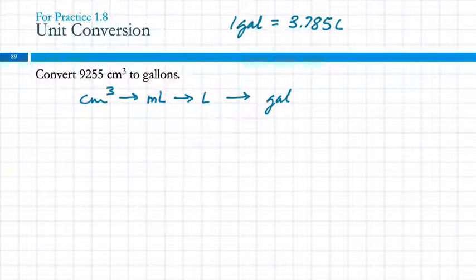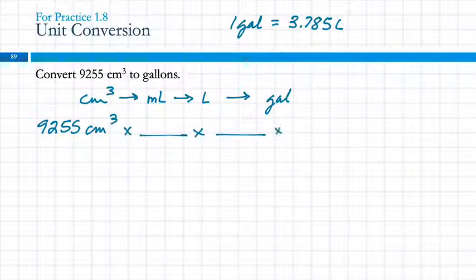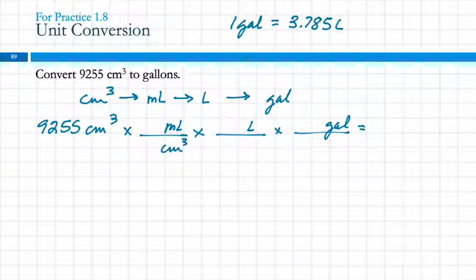3 arrows, 3 conversion factors, so 3 fractions. 9255 cubic centimeters, times in a line, times in a line, times in a line. The units in that path are what I'm going to write down now. I had cubic centimeters to start with, and then I go to milliliters and liters and gallons. And then I'm going to put cubic centimeters down here, so those cancel. I'm going to put milliliters down here, those cancel. I'm going to put liters down here, and those cancel.